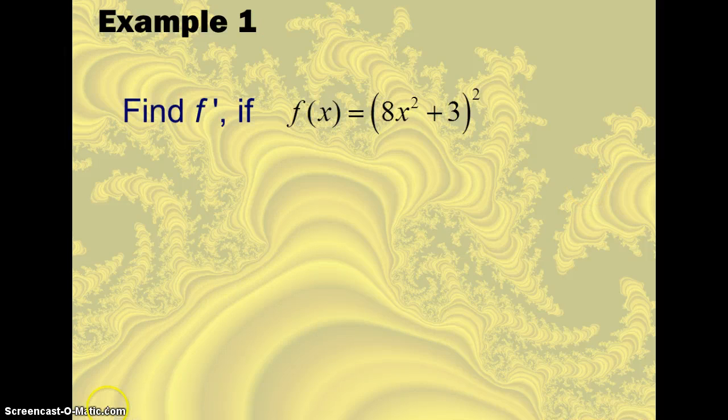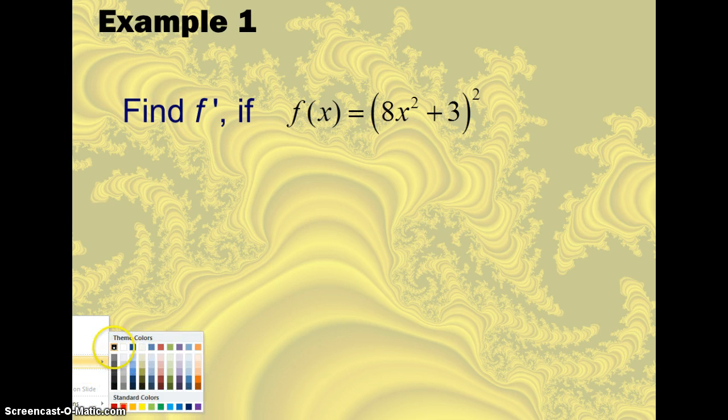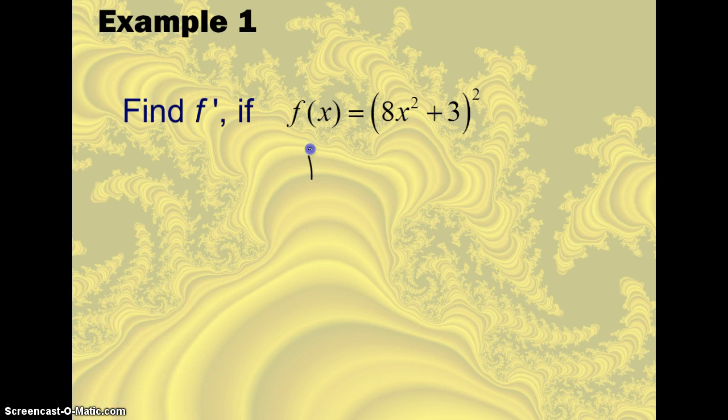So our story begins with just a basic problem, just to remind you of some of the core skills that you already know. If I'm trying to find f prime, that means I'm looking for a derivative, and if I've got something to the second, I can use the chain rule to say 2 stuff, and then I would say times the derivative of that stuff, which would be 16x, and that's my answer.